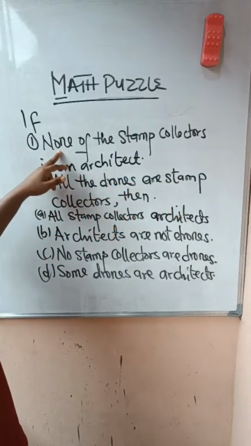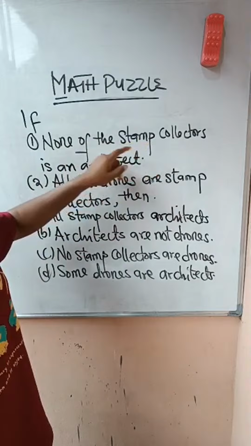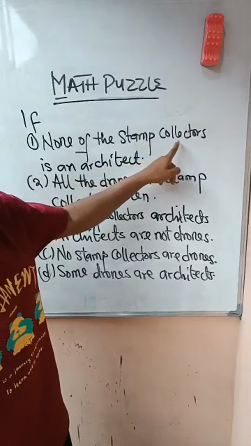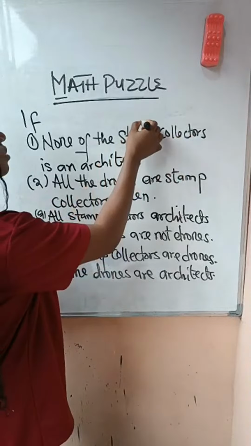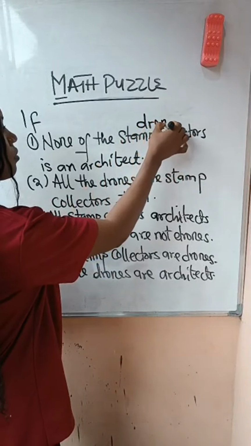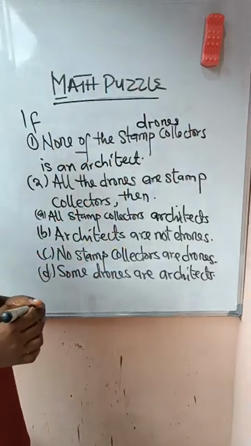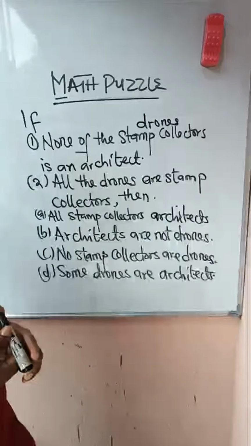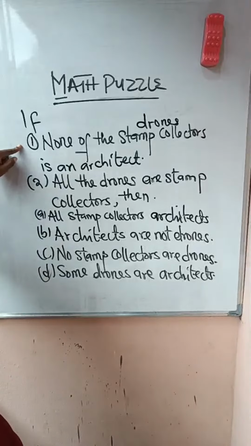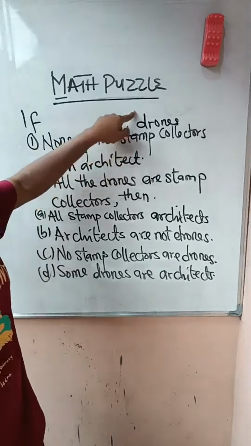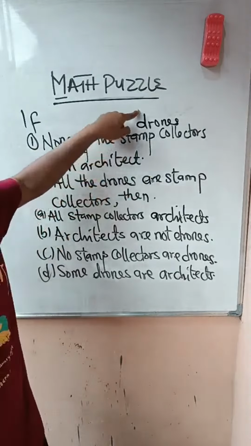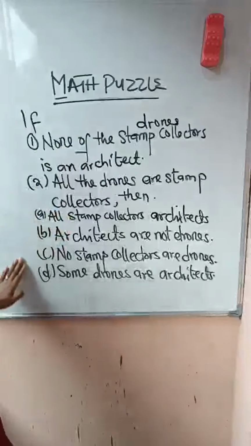Now let me go back. None of the stamp collectors. Remember, stamp collectors and drones are the same, so I can now replace these stamp collectors with drones. Then let's read again in terms of drones. The first sentence now says, none of the drones is an architect.